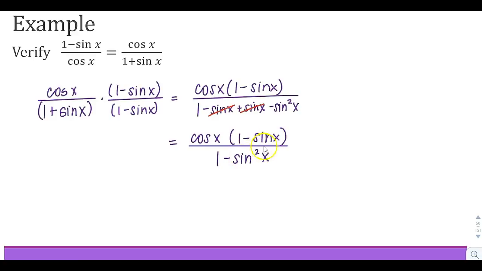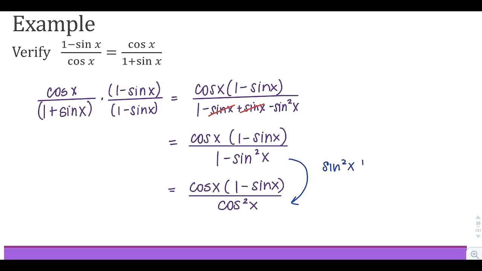Now let's go ahead and take a look at where we're at and where we're headed. We're trying to get it to look like 1 minus sine x over cosine x. Well, the denominator here, 1 minus sine squared x, can be rewritten using a Pythagorean identity as cosine squared x, and then one of those will be able to cancel with this cosine x on the top. So I have cosine x times 1 minus sine x all over cosine squared x.